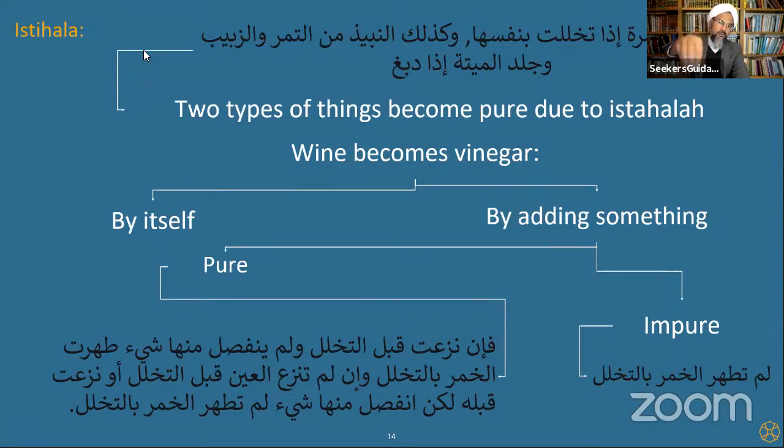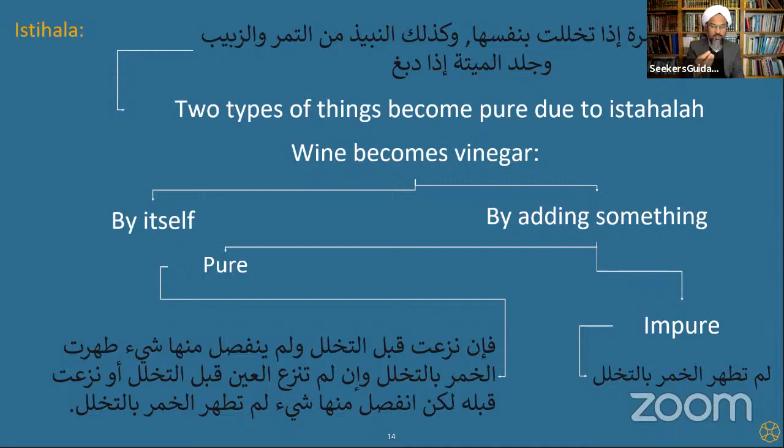Now when you add something, the wine becomes vinegar by adding something. We discussed if you add an impure substance. How about when you add a pure substance? Our scholars say, فَإِن نُزِعَتْ قَبْلَ التَّخَلُّلِ وَلَمْ يَنْفَصِلْ مِنْهَا شَيْءٌ. If you have wine and you add a pure substance into it, then you remove that pure substance before the wine becomes vinegar, and before that substance disintegrates in the wine.